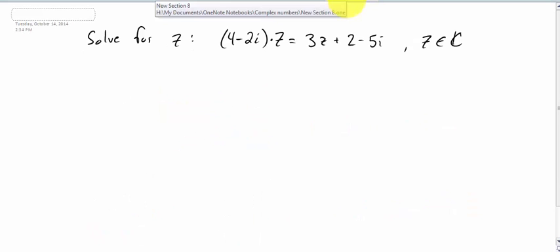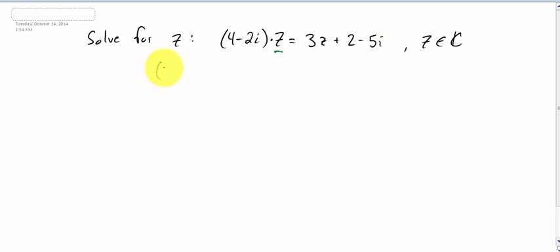Okay, so now we have an equation we're going to solve. There's some mystery unknown complex number z where (4 minus 2i) times that z is equal to 3 times z plus 2 minus 5i, where z is a complex number. Ooh, wow. That looks intense, man. That's crazy talk.